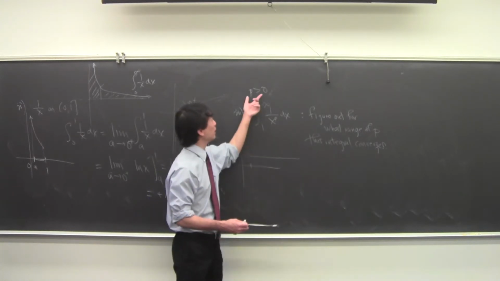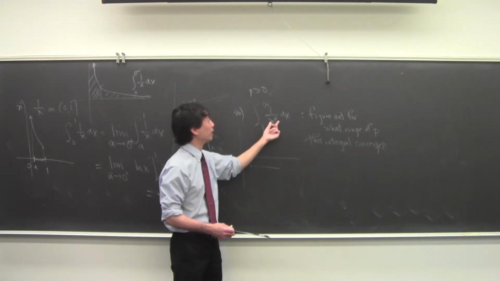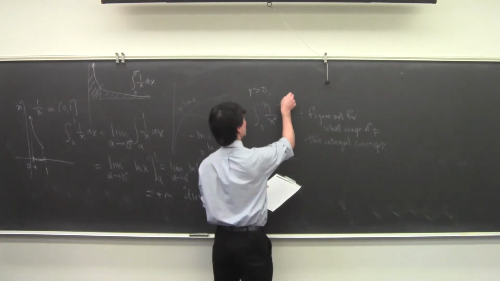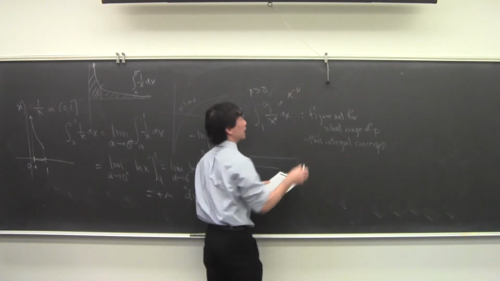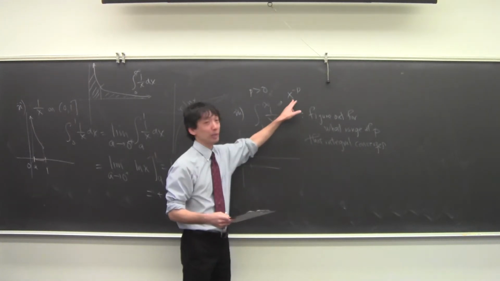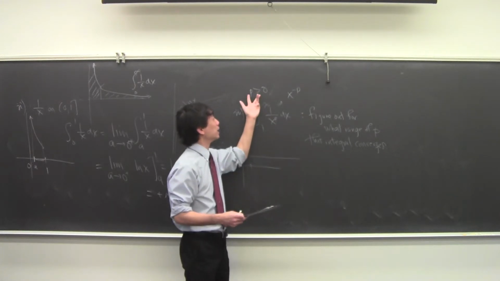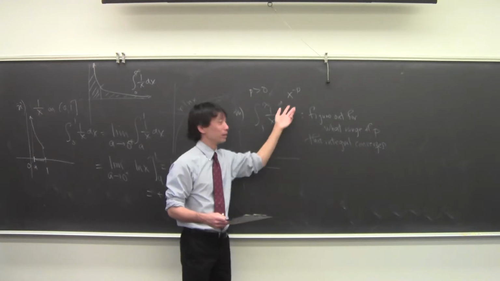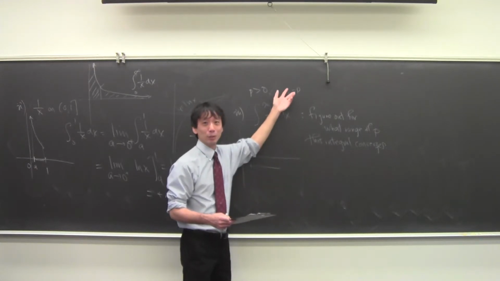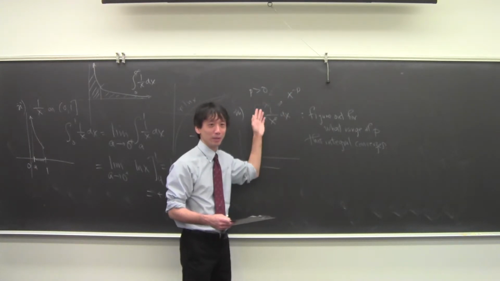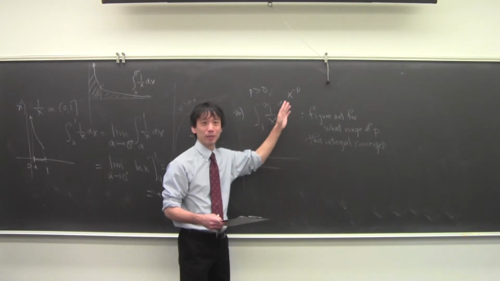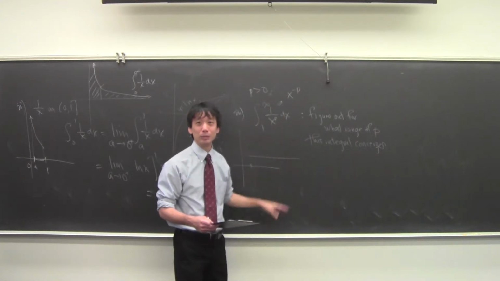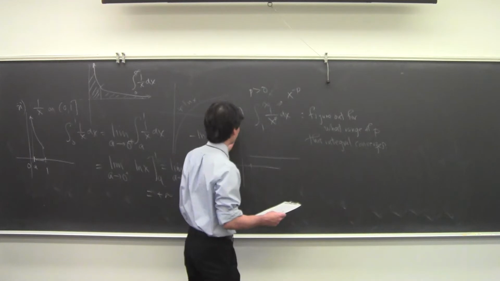Because if p is some negative power, 1 over x to the p is the same as x to the negative p. If p is negative, we're integrating x to some positive power, like the square root of x or x cubed. Any of those things is going to diverge. So those are the easy ones. We don't have to worry about this.